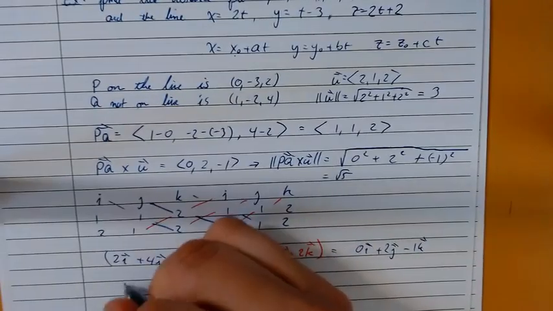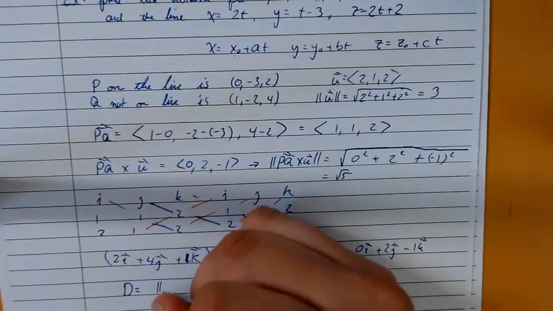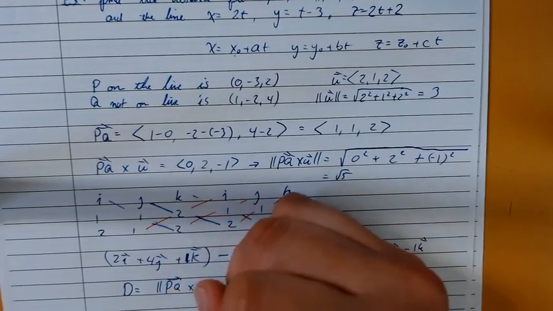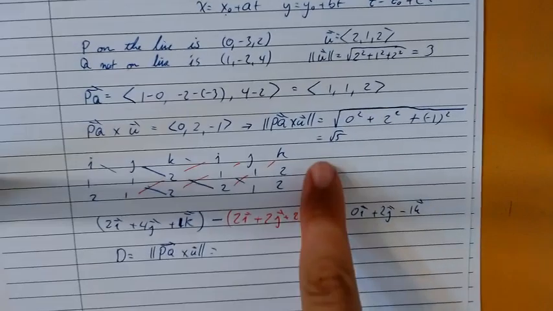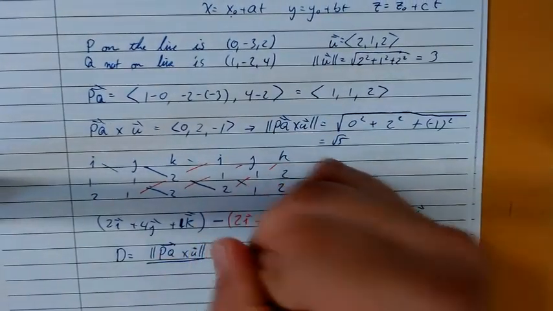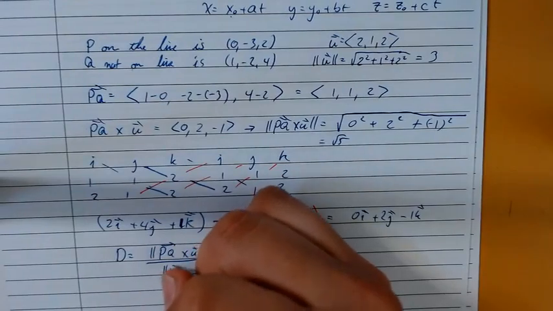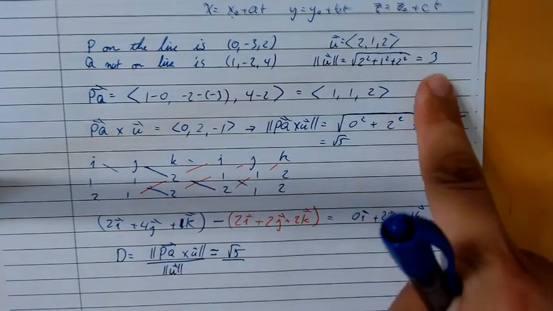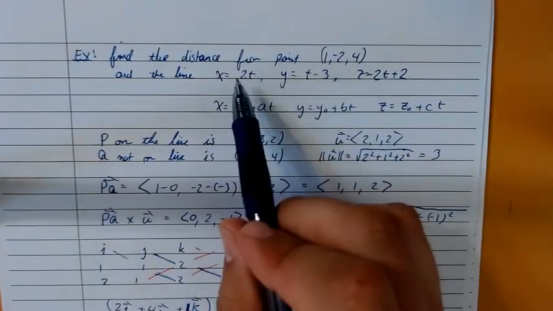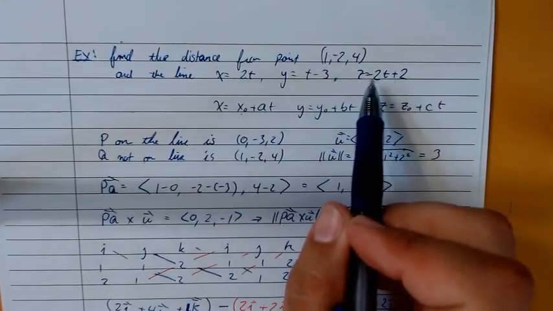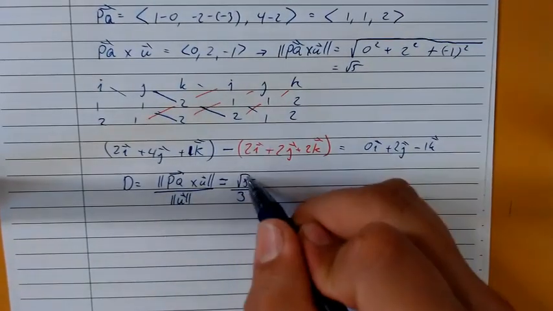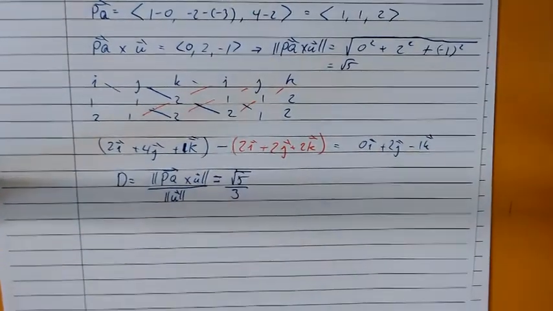And finally, we put that together. Our distance is the magnitude of the cross product of PQ with U, which we found to be the square root of 5, divided by the magnitude of the vector U, which we found to be the number 3. And so the distance between this point and this line, meaning the shortest distance between the point and the line, is given by root 5 over 3. And that makes us happy.